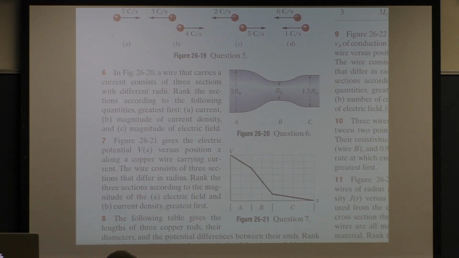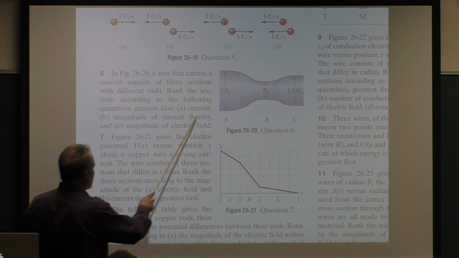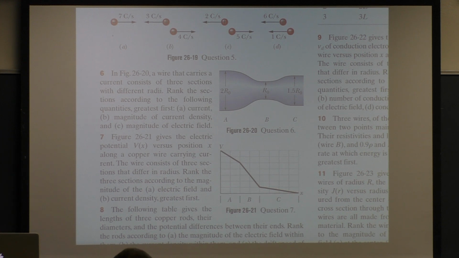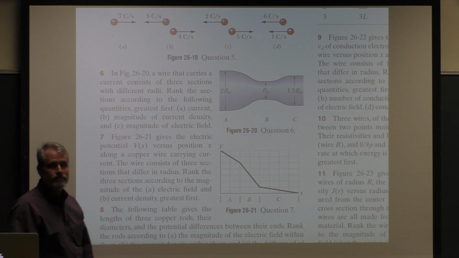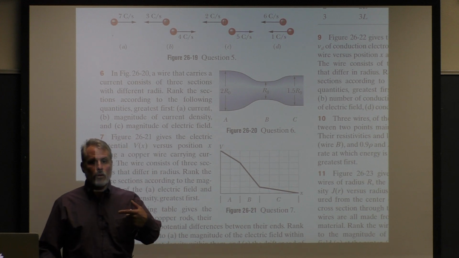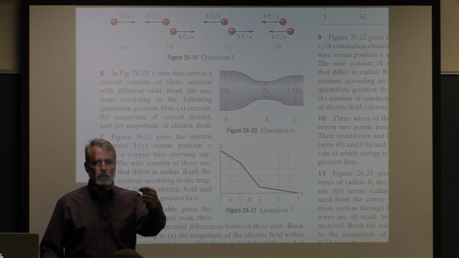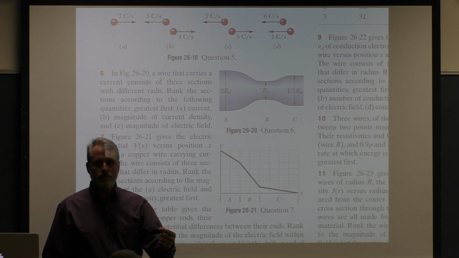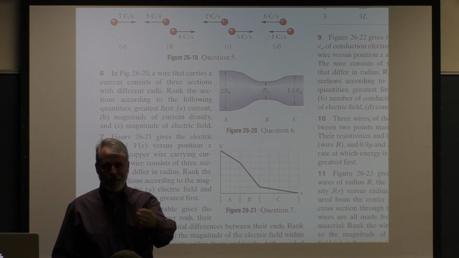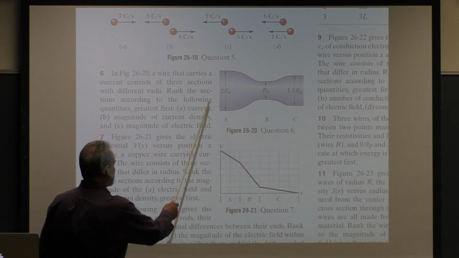Okay. So we have this wire that has three sections that are changing its cross-sectional area. So okay, it's a pipe. And we want to rank the sections according to the following quantities, greatest first. The current. So these are A, B, and C. How does the current on A compare relative to B and C? It should be the same. Otherwise, we would have charge accumulation. So current has to be the same.